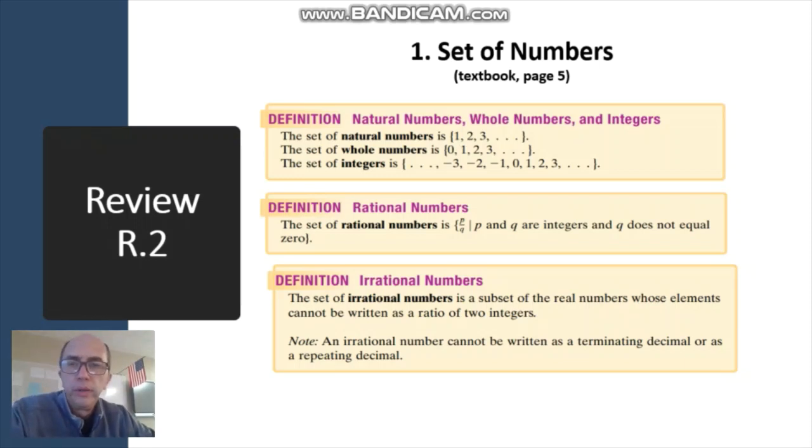Hello, we will start today with chapter R, section R.2 of your textbook, sets of numbers. If you want, this is page 5 of your textbook. There are several sets where you can classify the numbers that are going to work in math. Let's start with the easiest one, which is the natural numbers. Natural numbers start from 1 and go 1, 2, 3, 4, all the way to infinity.